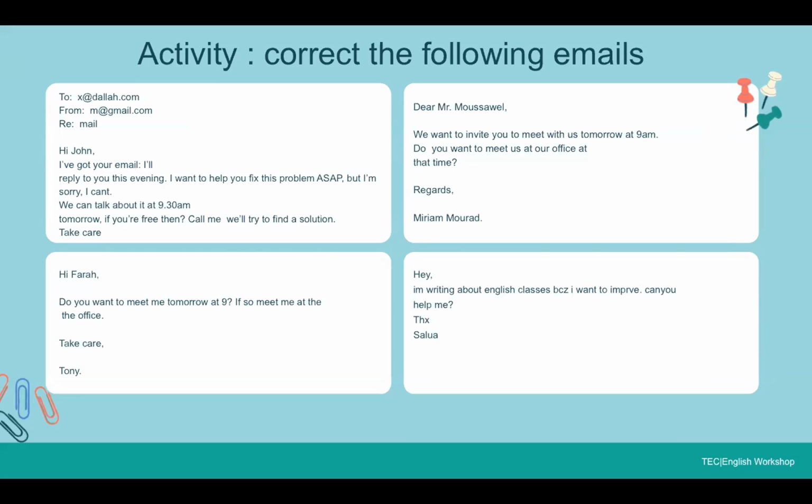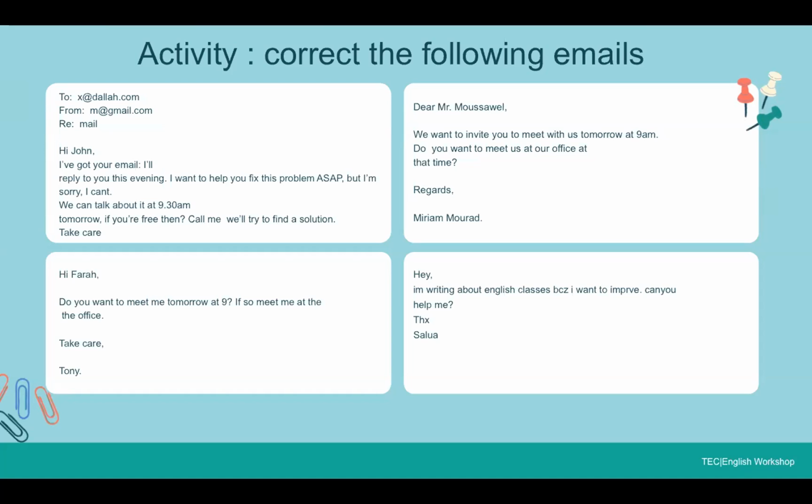Also if they're friends, they can write ASAP of course. If they don't know each other well, it's better to write as soon as possible. But I'm sorry I can't. So here, just to make it nicer, it's not nice to say I'm sorry I can't. We can say like I'm sorry I have errands to run. I'm sorry I'm busy. I'm sorry we can reschedule. You know, we can find a nicer way to say it.